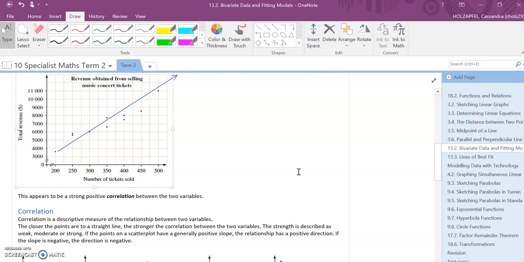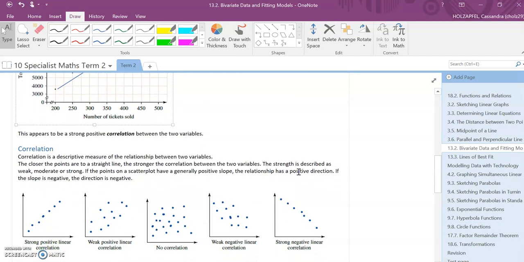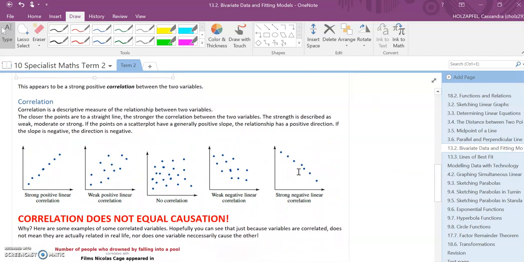So we can say that there's a strong positive correlation between the two variables. Now, correlation is not causation. Correlation is just a descriptive term, so it's not a mathematical term necessarily. It's not a number value or anything, but we're basically just saying how strong or how weak the relationship is between the two variables. The closer the points are to some sort of function, in this case a linear function, the stronger that is. So we've got some examples of some slopes down here.